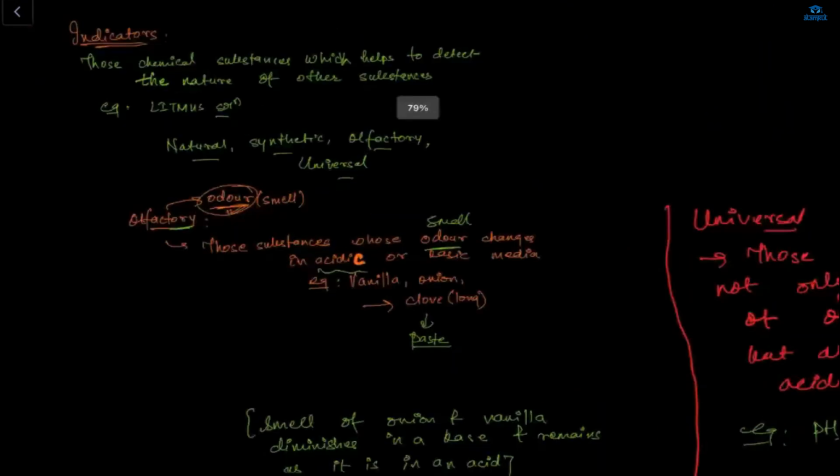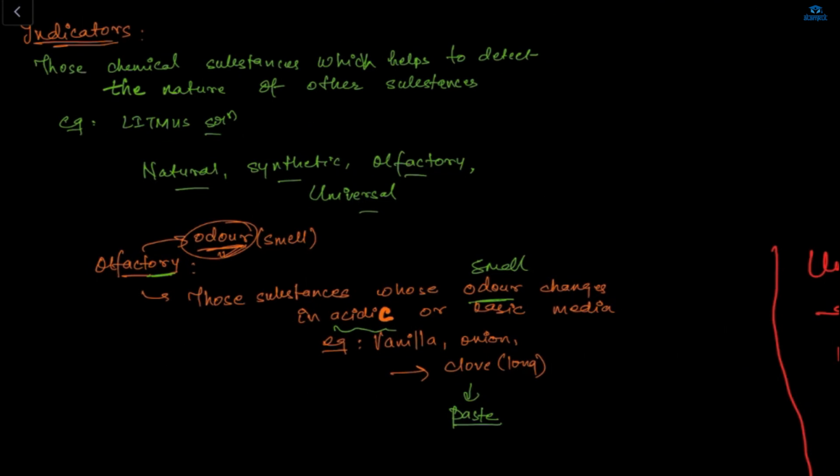Now tell me, what are indicators? Why do we use indicators? Anybody? Can you repeat the question? To know which substance is acid and which is base. Riya, what are indicators? Indicators are used to differentiate between acids and bases. Yeah, so those chemical substances which help to detect the nature of another substance.